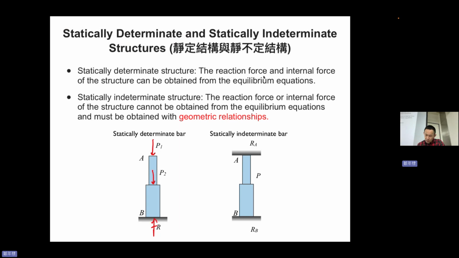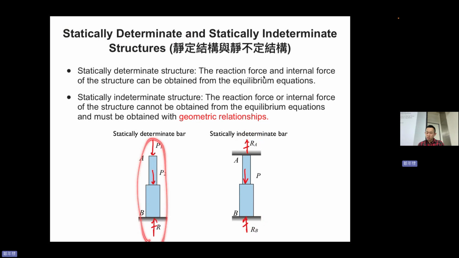But if we have an extra fixation, an extra constraint, if you fix these two bars between the ceiling and the floor, then RA is the reaction force, RB is the reaction force, T is your load. So you have two unknowns, but you don't have enough force equations to get them. This is statically indeterminate. More unknowns than force equations.